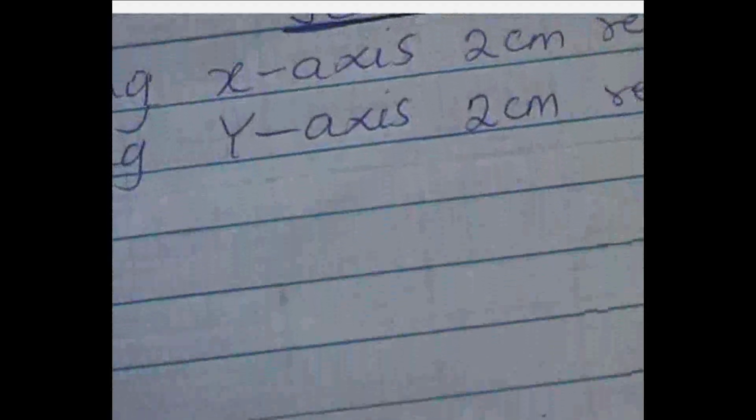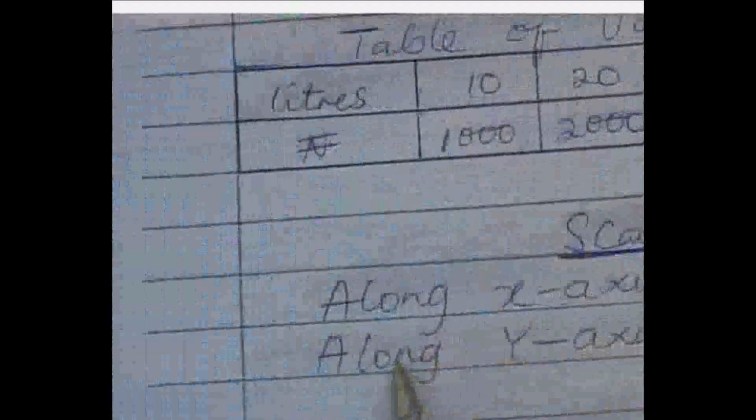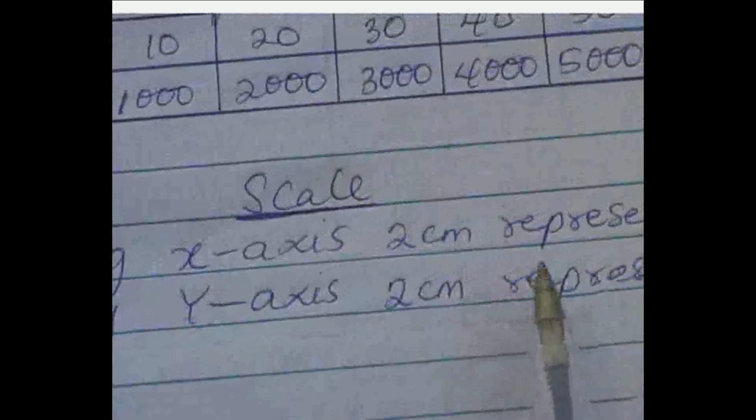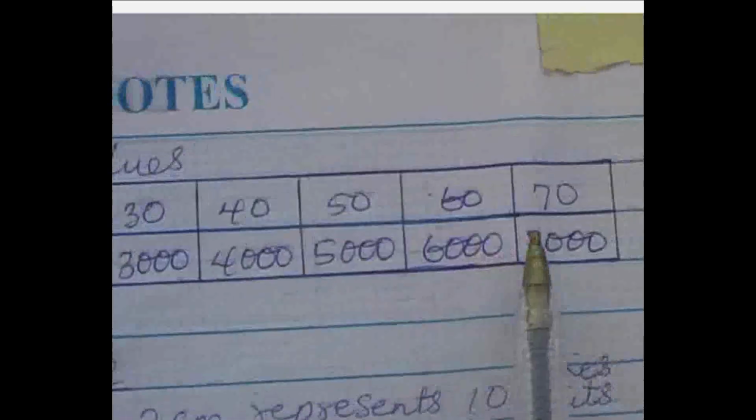Since you have chosen that along the y-axis, that is the vertical axis that begins from below and ends on top, 2 cm represents 1,000. That means you are also going to count from down to up. This is 1, 2 cm, 2, 3, 2 cm, 4, 5, 6, 7, 8, 9, 10, 11, 12. But you have 7 pieces of 1,000 in your table of values. 1, 2, 3, 4, 5, 6, 7.